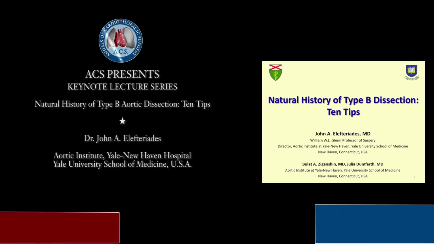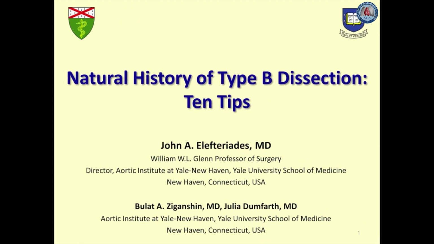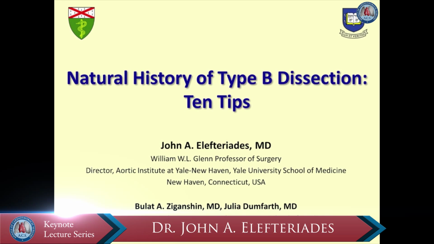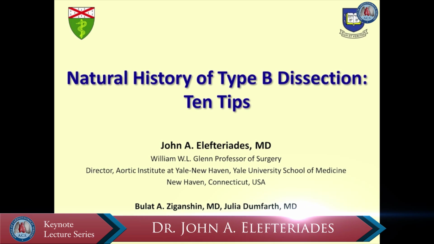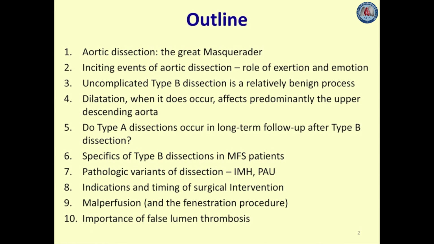In this module, we would like to present some observations from the Aortic Institute at Yale University regarding the natural history of type B dissection and clinical implications of those natural history observations. We will present 10 specific tips that can be gleaned from our database.